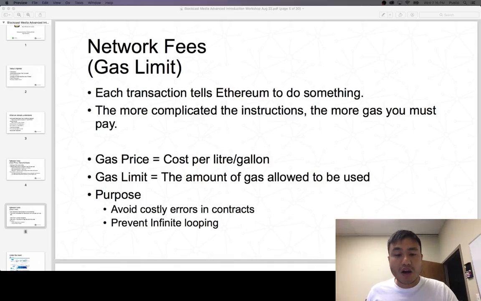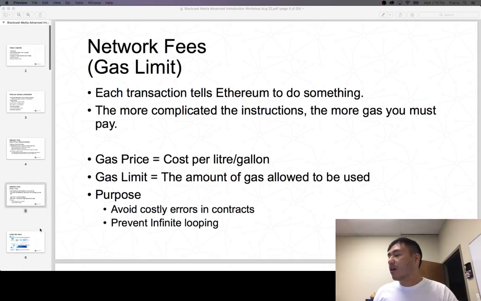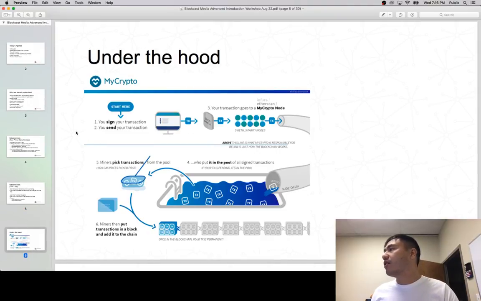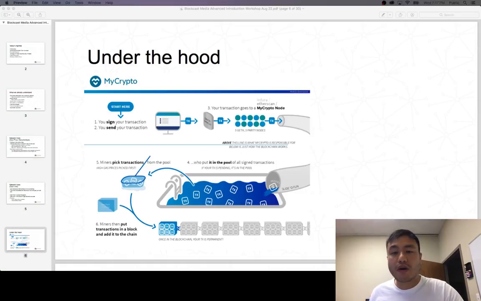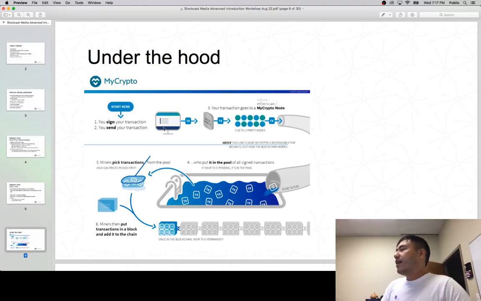Okay, so moving on from gas price and gas limit, we're going to go into a really nice diagram of what happens under the hood. MyCrypto created this amazing diagram to describe what you're actually doing when you're sending a transaction into the Ethereum network. At the very top here, you sign and send your transaction through MyCrypto. You say, I want to transfer one Ethereum from one point to another.